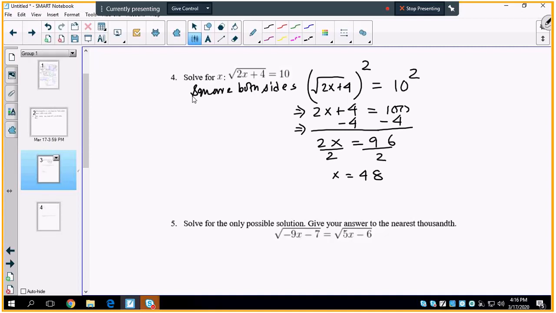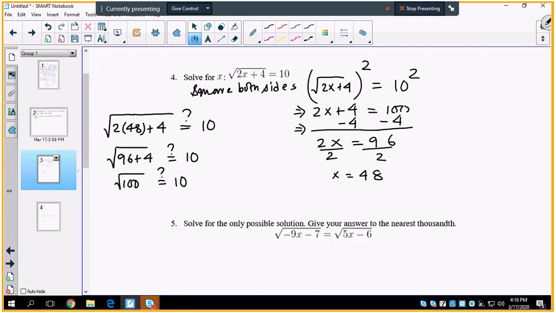So it's pretty simple so far. Let's check the solution. I say square root of 2 times 48 plus 4. Question: is this equal to 10? 2 times 48 is 96, plus 4, is the square root of 100. And then you know 10 equals 10. Hence, x equal to 48 is the solution.